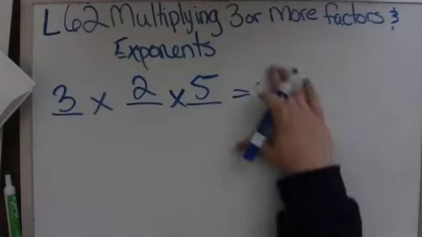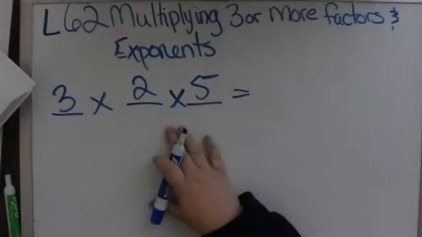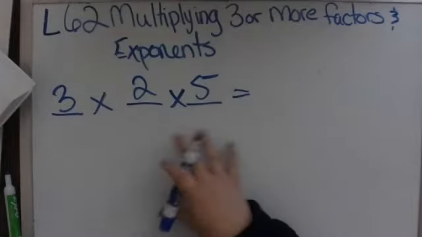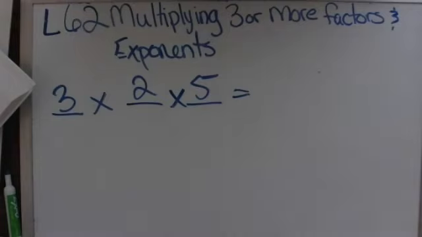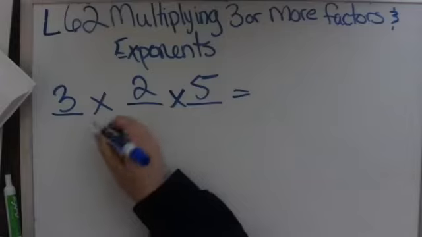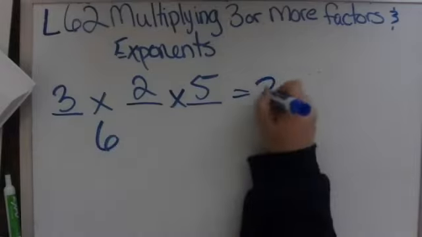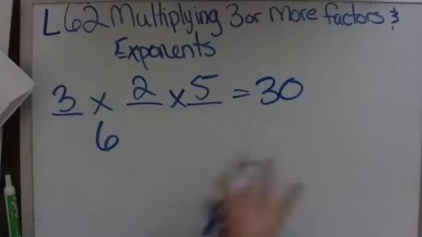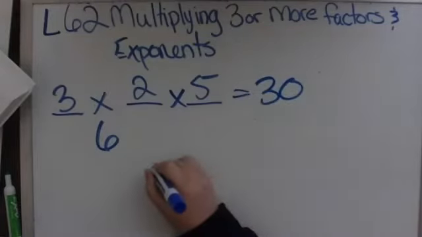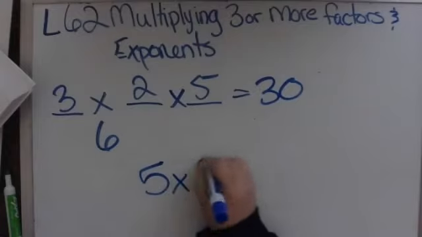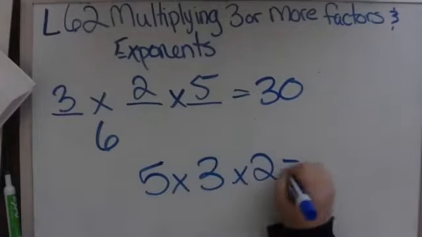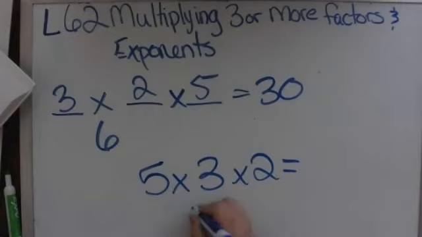Now remember, because this is all multiplication, the nice thing is I could rearrange these numbers and it would give me the exact same answer. Let's see if that'll work. 3 times 2 is 6. 6 times 5 is 30. Now let's rearrange them. Let's start with 5. 5 times 3 times 2 equals what? Well, 5 times 3 is 15. 15 times 2 is 30.